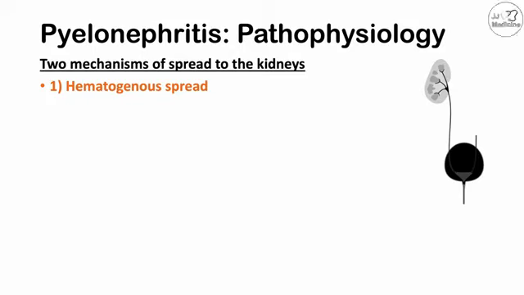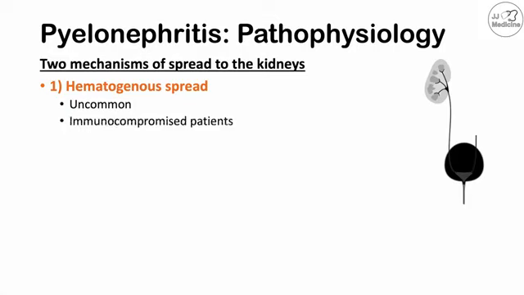So there's actually two mechanisms of spread to the kidneys. One of them is through hematogenous spread. Hematogenous means it is spreading from the blood. So this is actually an uncommon way that the kidney can be infected, and it's more likely to occur in immunocompromised patients or patients with issues with their immune system.